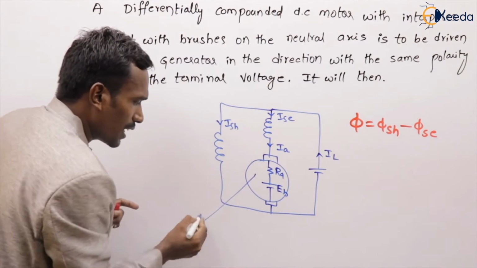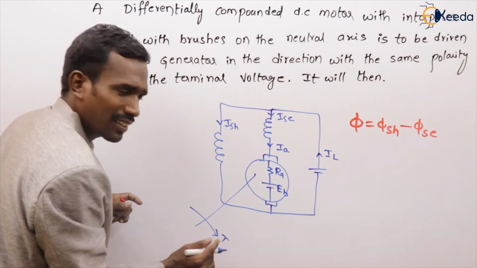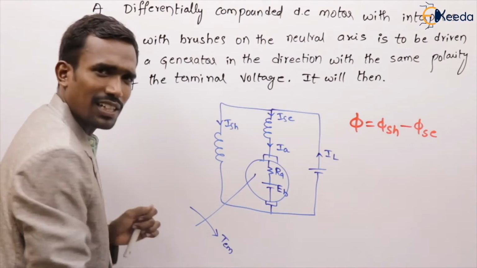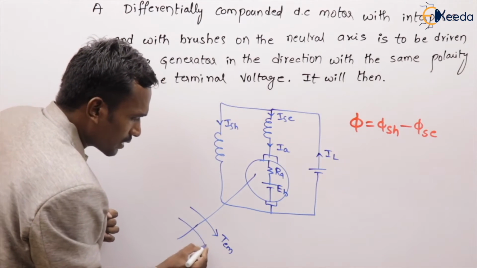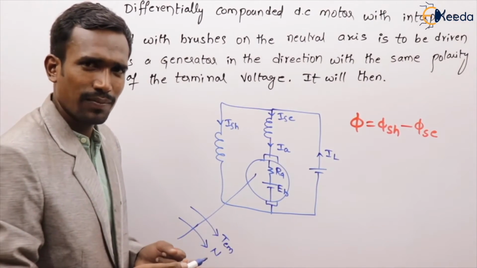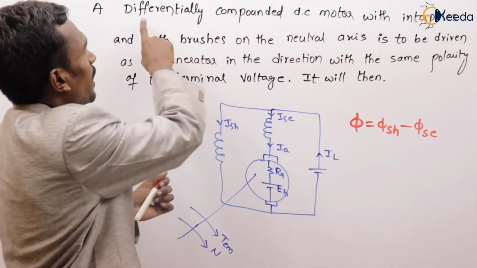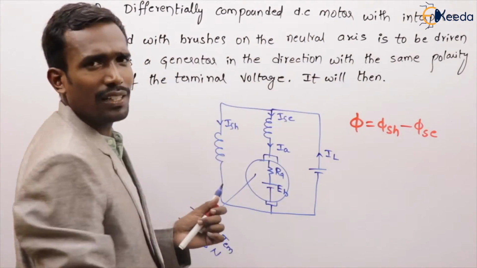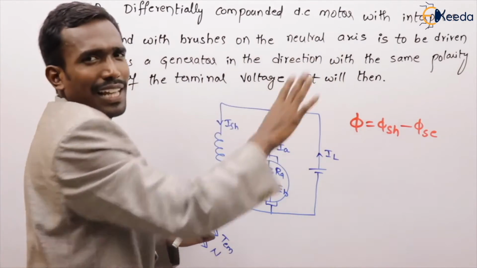Generally the motor produces an electromechanical torque, or electromagnetic torque, and the speed is also in the same direction. Now tell me what they gave: a differentially compound DC motor with interpoles and with brushes on the neutral axis.